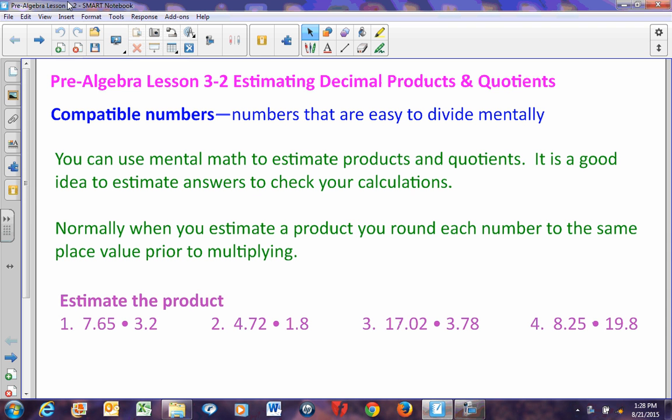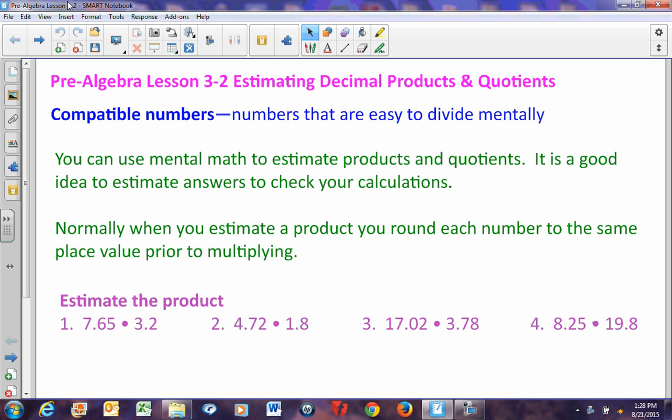Pre-Algebra Lesson 3-2, Estimating Decimal Products and Quotients. Compatible numbers are numbers that are easy to divide mentally. For example, a compatible number to 4 would be any number that's divisible by 4, like 48. 47 would not be.